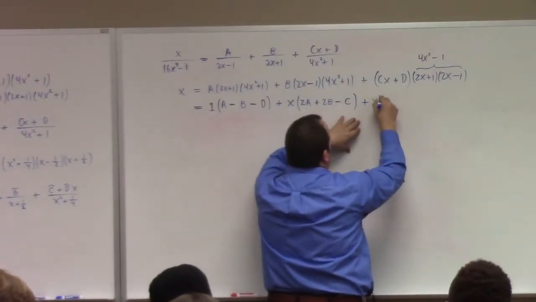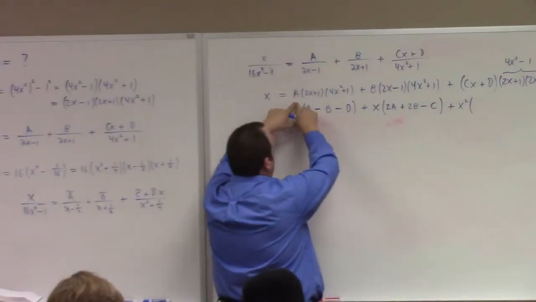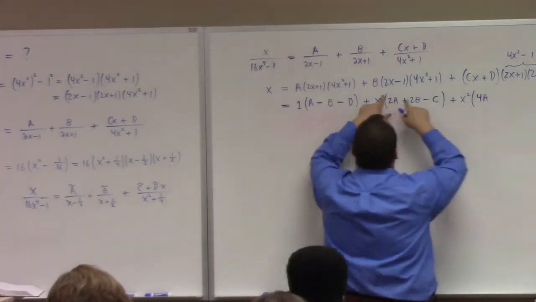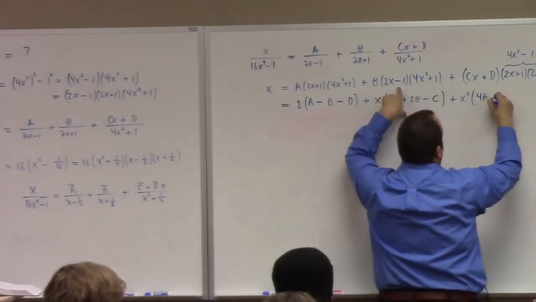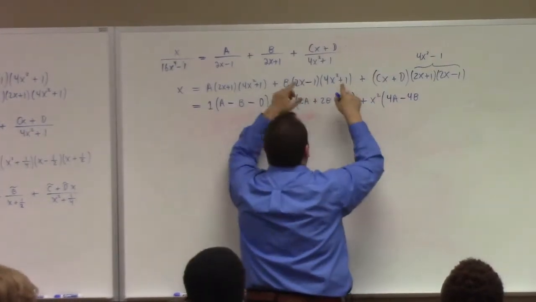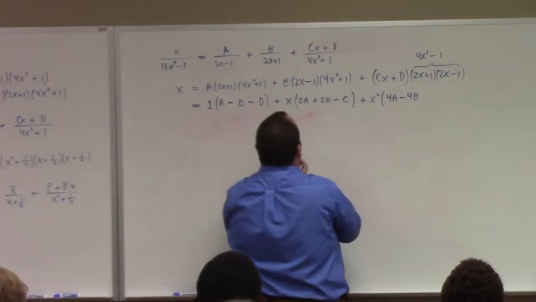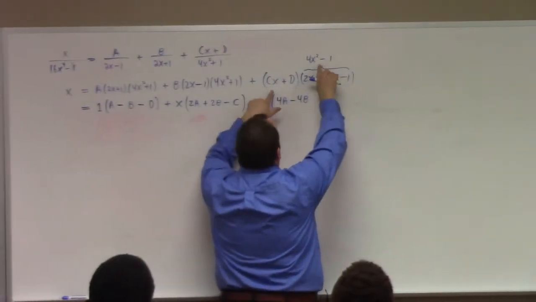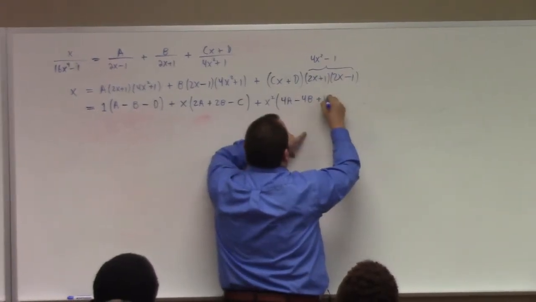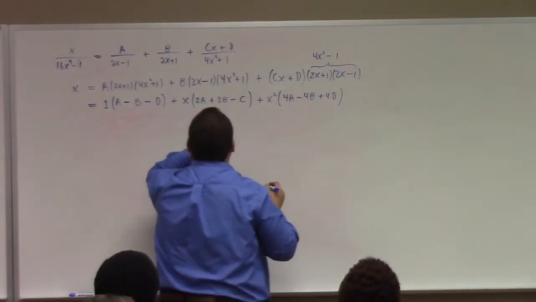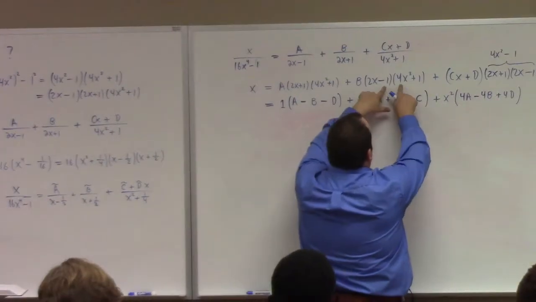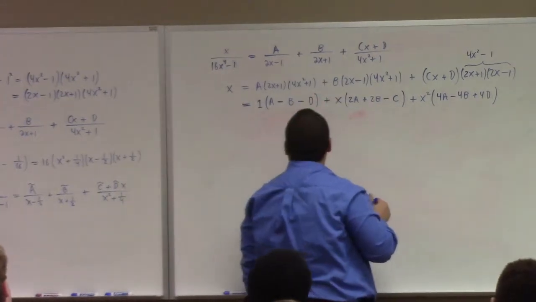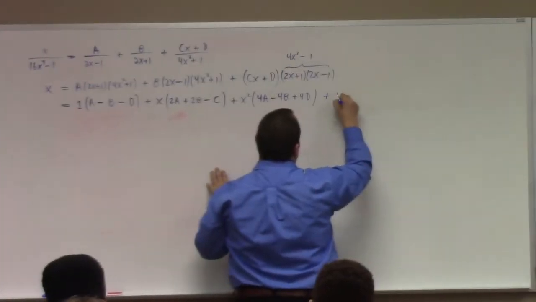And x squared, what do we have for x squared? Looks like we got a 4a. Here, I've got minus 4b. And what else do I got? Over here, plus 4d, right? Why is there minus 4b? It's because it's minus 1 times 4x squared times b. Okay, good question. And then plus x cubed.